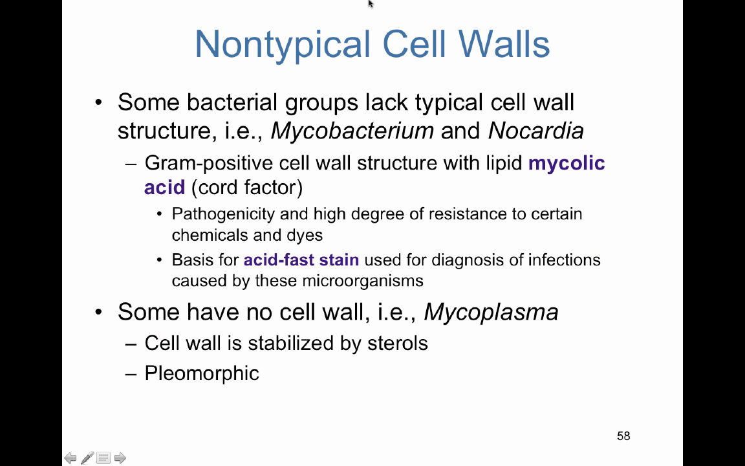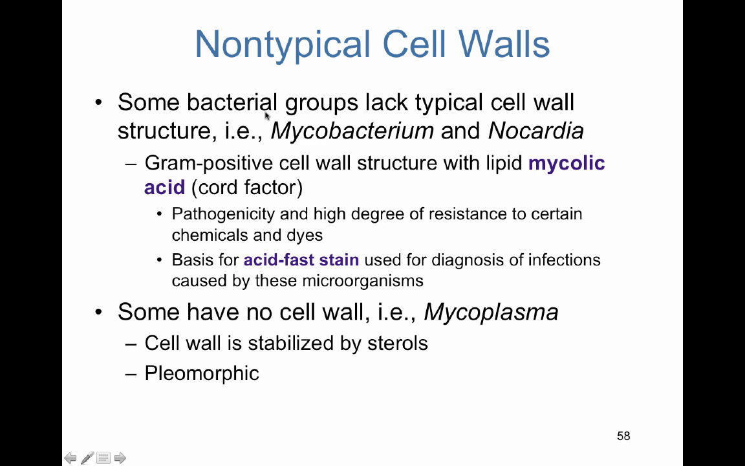Remember that. Now also, note this exception. I said all bacteria have peptidoglycan in their cell wall, okay? Except for Mycoplasma. Mycoplasma has sterols rather than peptidoglycan, and these sterols are actually found in the cell membrane. It can exist in many different shapes, so it's pleomorphic.